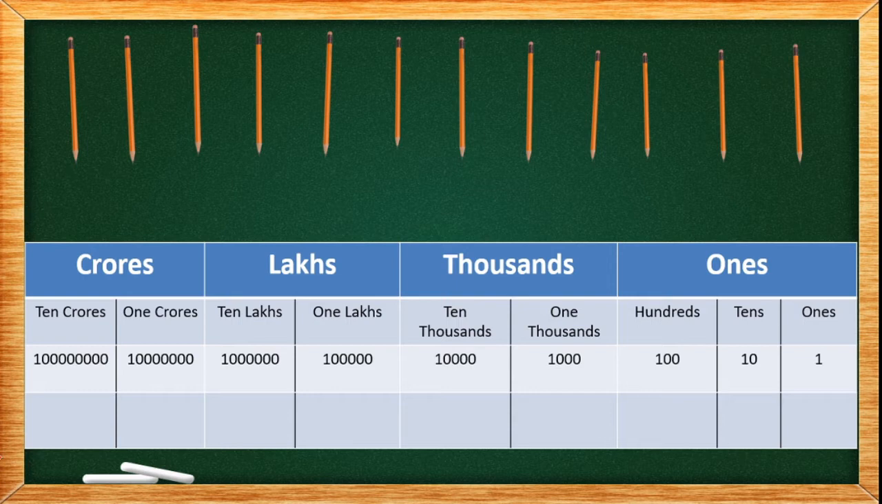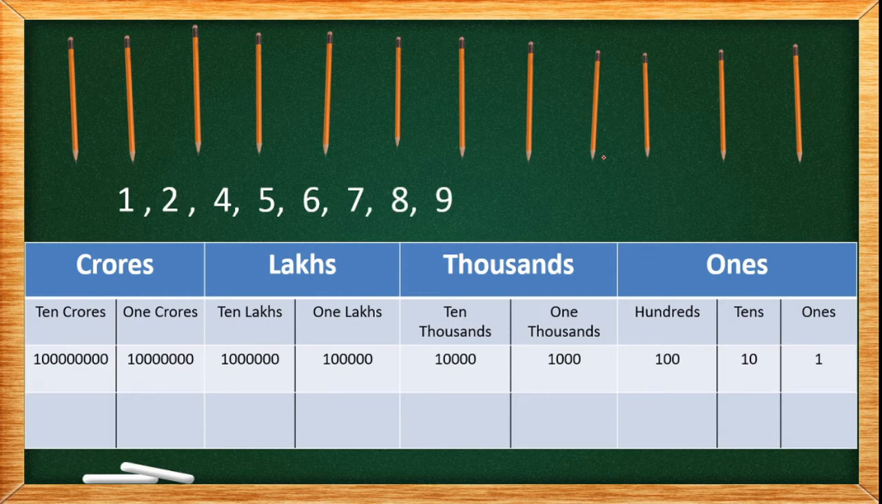Here are some pencils given. How can we write the number of pencils in the place value chart? We will start counting from the first. 1, 2, 3, 4, 5, 6, 7, 8, 9. How can we say the next number? How many symbols are there in Hindu-Arabic numerals? Only 9? No. There is one more symbol, 0.